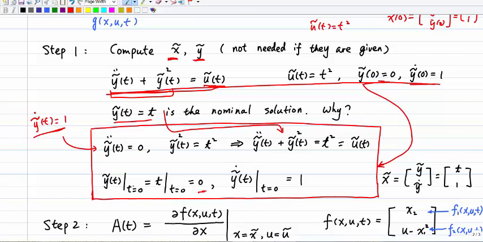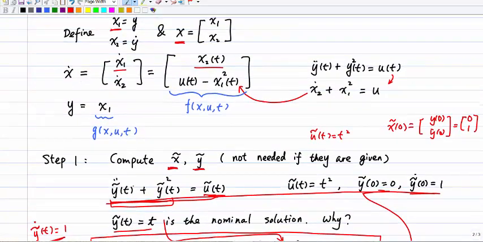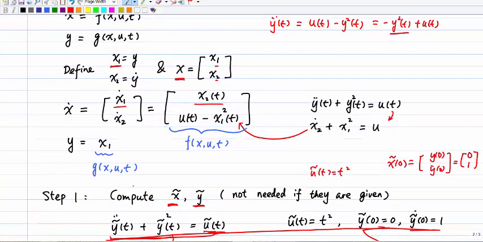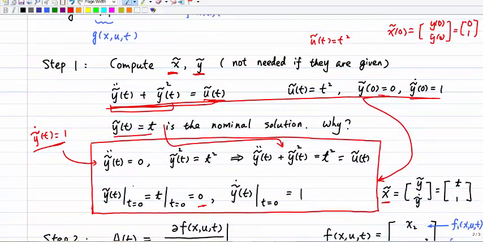So what we can see here is x tilde. It's just y tilde and y tilde dot, because x is given by x1, x2, which is y and y dot. So x tilde will be just y tilde and y tilde dot. Y tilde is t, and for y tilde dot you take the derivative with respect to t, which is 1. That's why x tilde is this. Of course, you already know y tilde is t. So this is my nominal x tilde, which I already figured out. Now I complete step 1.